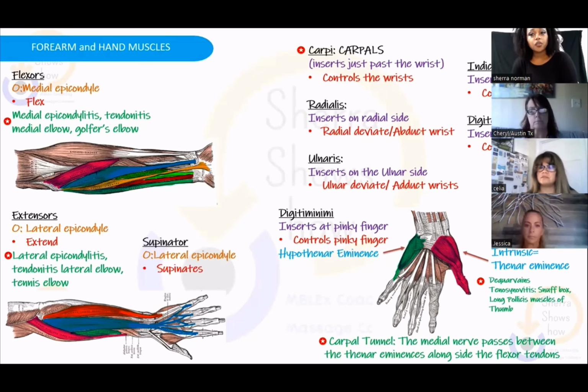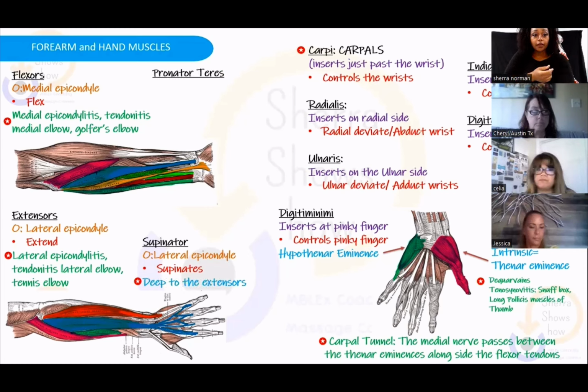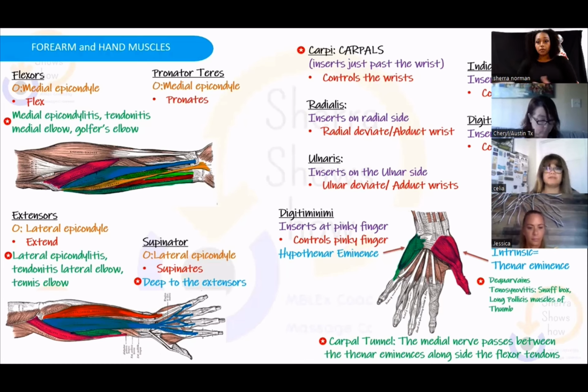While we're here, the supinator, associate that with the extensors. It's deep to the extensors on the lateral elbow, whereas pronator is on the medial epicondyle. Again, muscles pull. To pull into supination, you got to come from the lateral side and pull the hand up. For pronation, you got to come from the medial side and pull the hand down, okay? So the supinator is deep to the extensors. That's how that question could come up, okay?